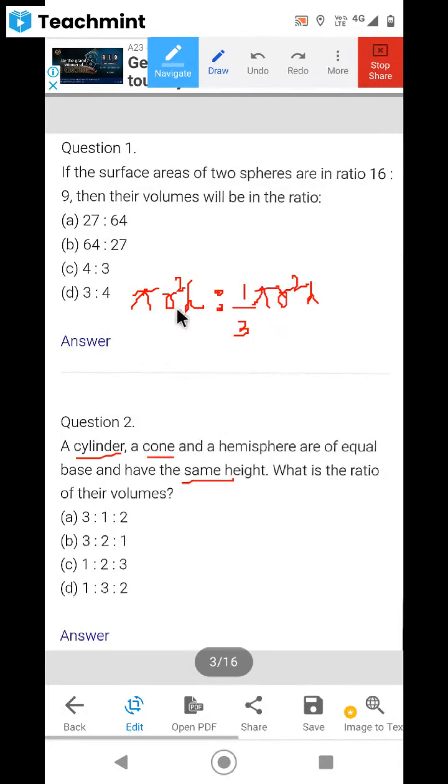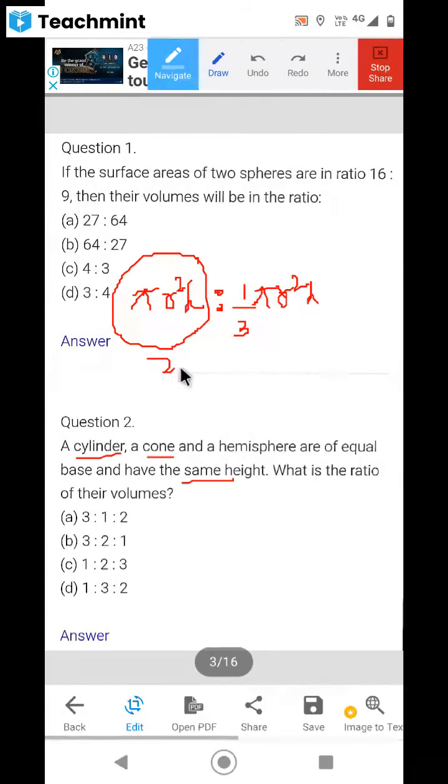This is like πr²h, and this is 1/3 πr²h. Don't you think this πr²h is three times this 1/3 πr²h? If you multiply 1/3 by 3 here, they get cancelled and it becomes πr²h, no? So don't you feel this cylinder has 3 times the volume of the cone? So 3 is to 1.